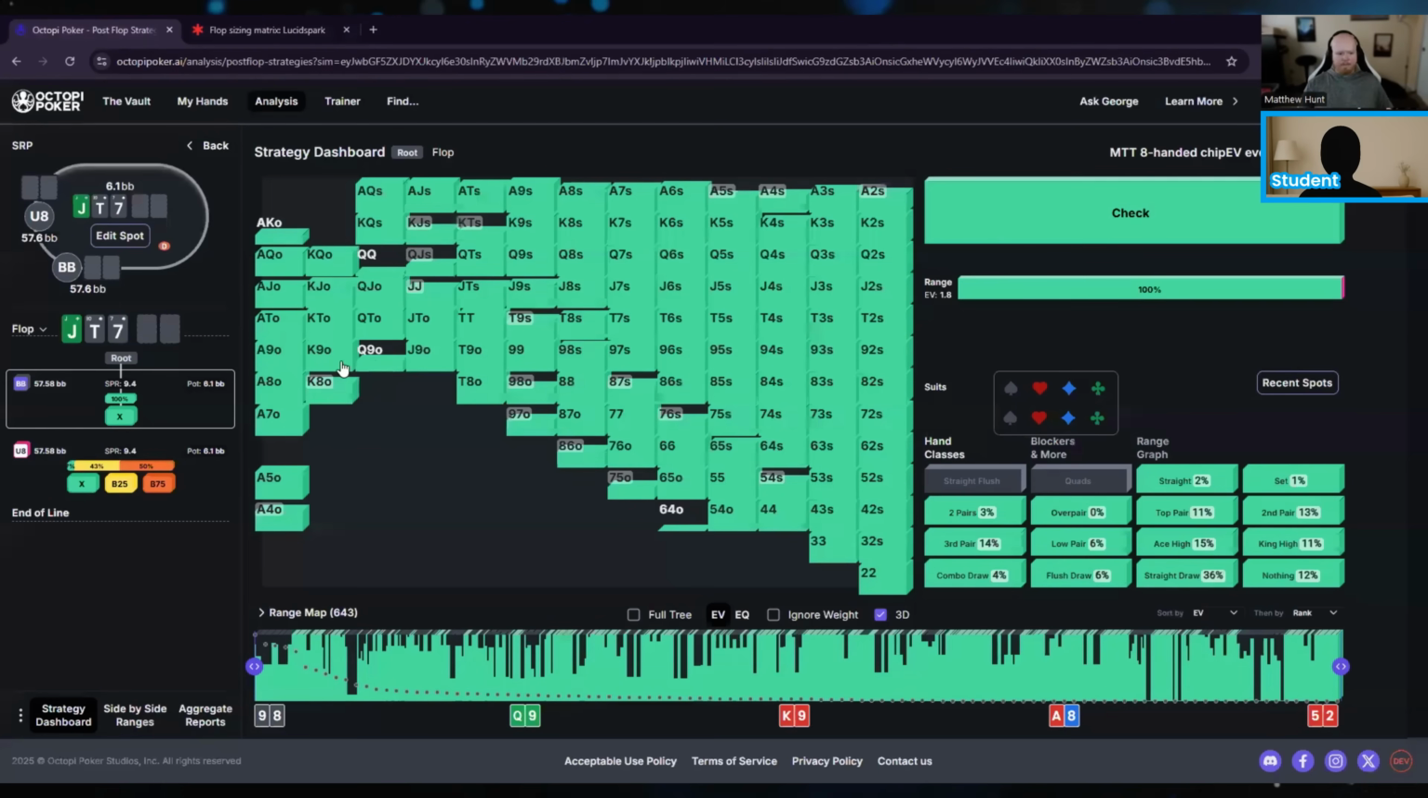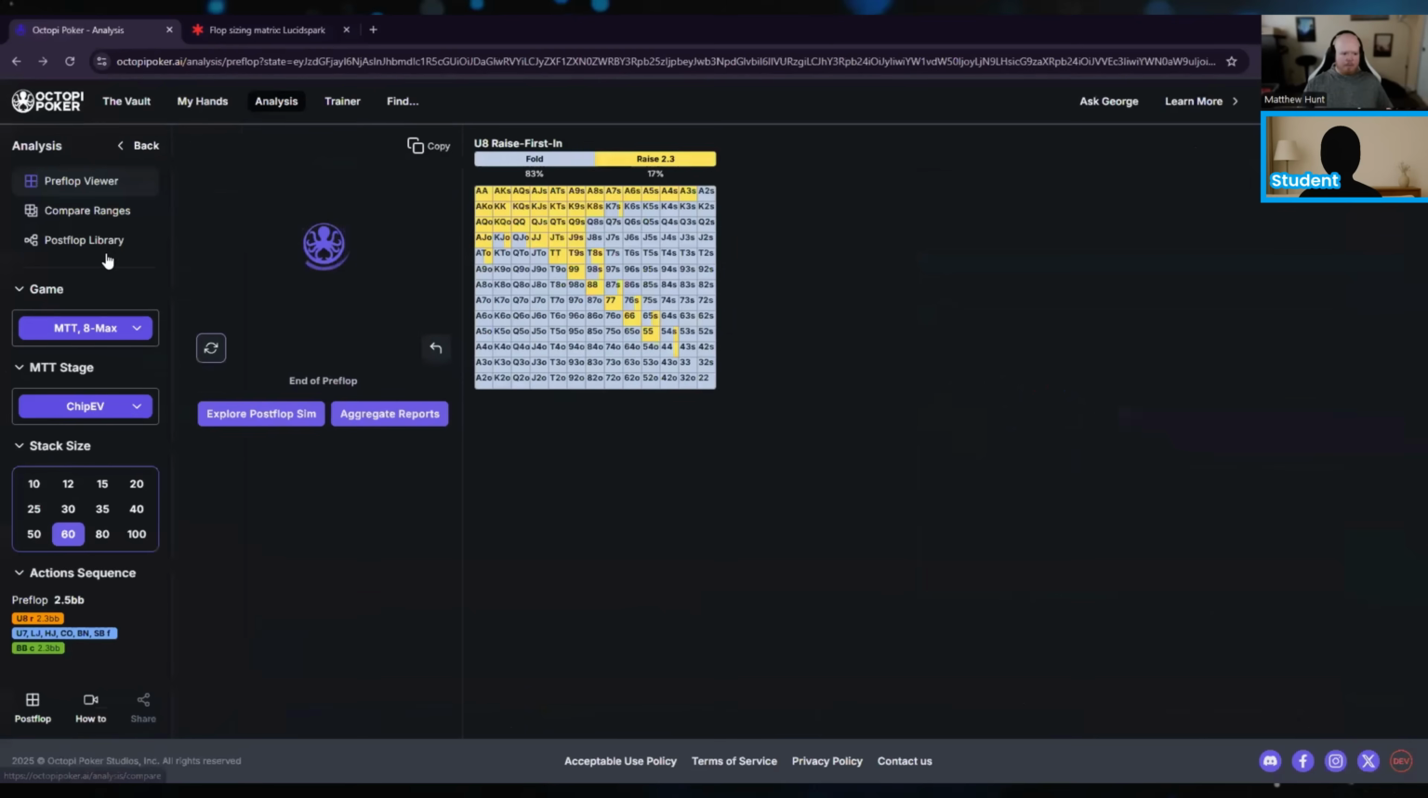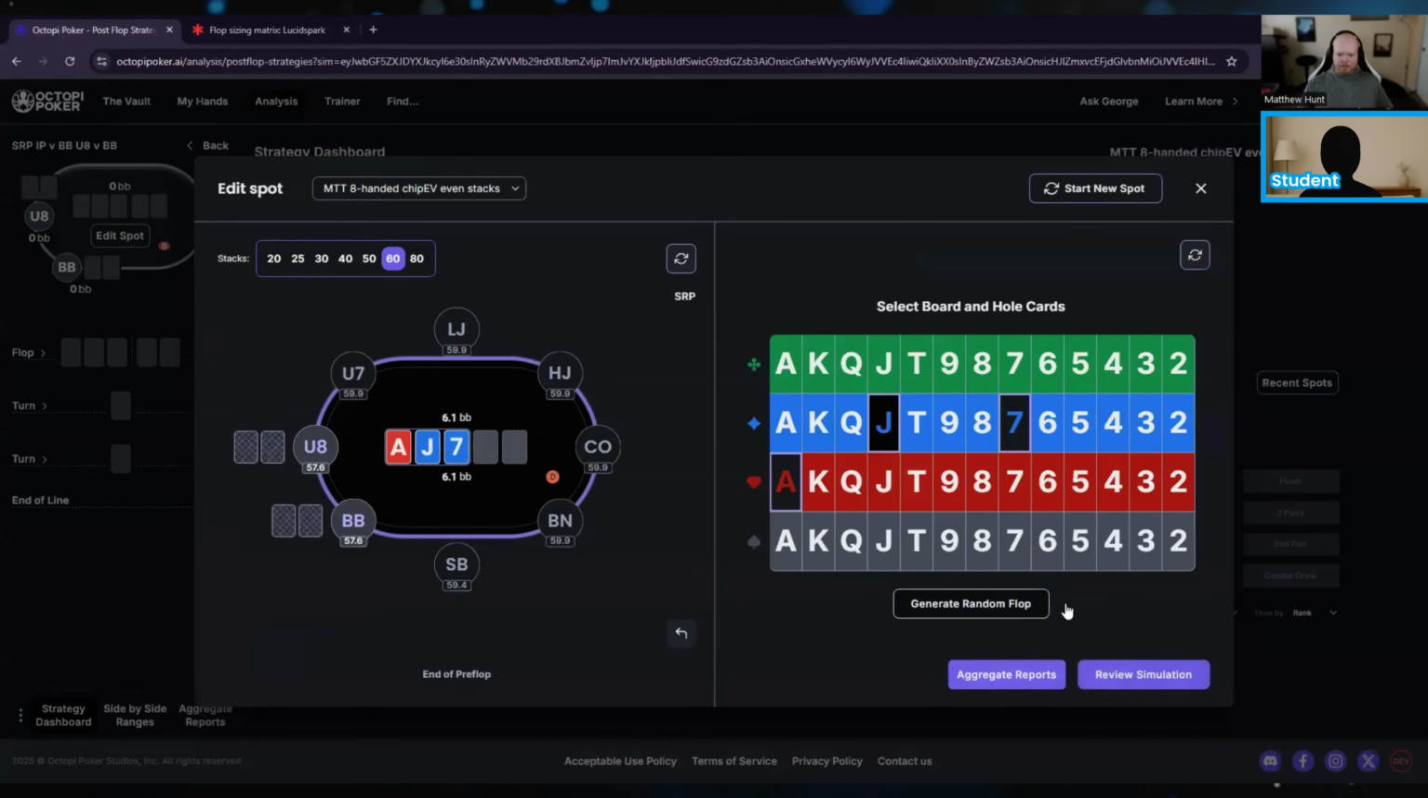Yeah. Okay, cool. So let's now pick another one. Generate random flop. Ace Jack 7. Is that a good one to look at? Yeah, we could probably look at this one. Okay. Ace Jack 7, 2 diamonds. Any thoughts about this one?